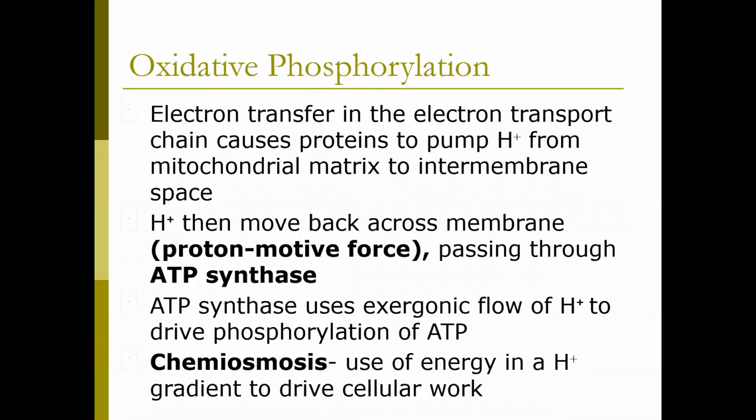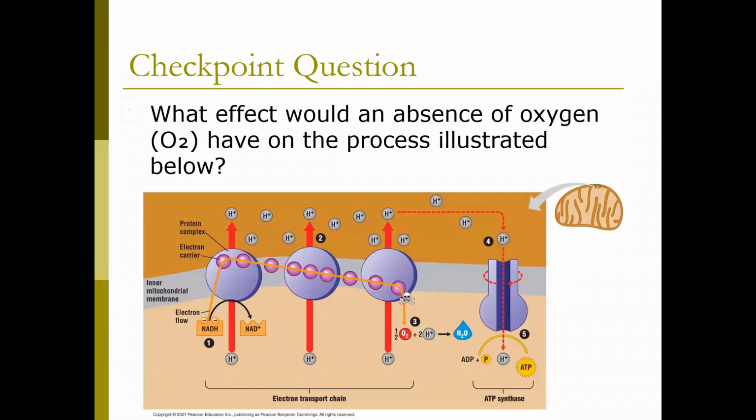So electron transfer in the electron transport chain causes those proteins to pump hydrogen ions from the mitochondrial space to the inner membrane. Okay, so let me just go back a slide. So while those electrons are moving through the electron transport chain, it's opening proton channels. So now all of the protons on the mitochondrial membrane space start flooding across the membrane into the inner membrane space. That inner membrane space is getting flooded with hydrogen ions. There's a lot of hydrogen ions there, okay?